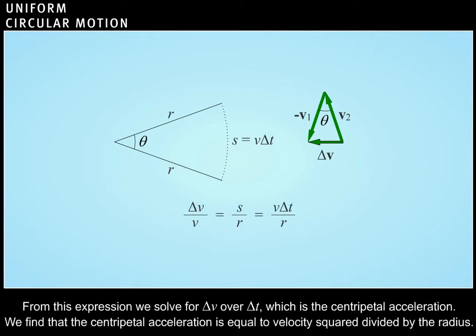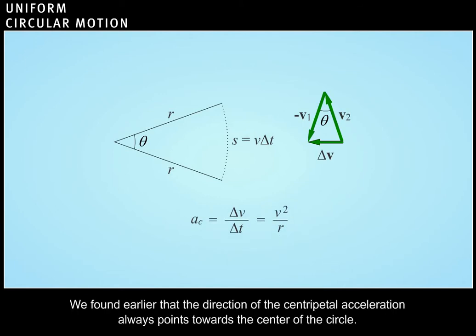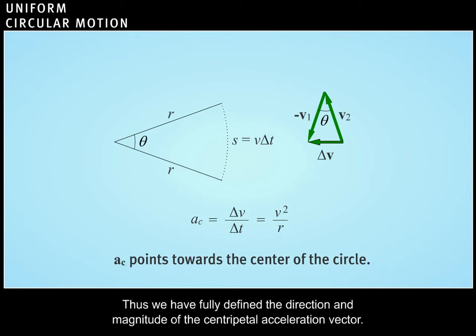From this expression, we solve for delta v over delta t, which is the centripetal acceleration. We find that the centripetal acceleration is equal to velocity squared divided by the radius. We found earlier that the direction of the centripetal acceleration always points towards the center of the circle. Thus, we have fully defined the direction and magnitude of the centripetal acceleration vector.